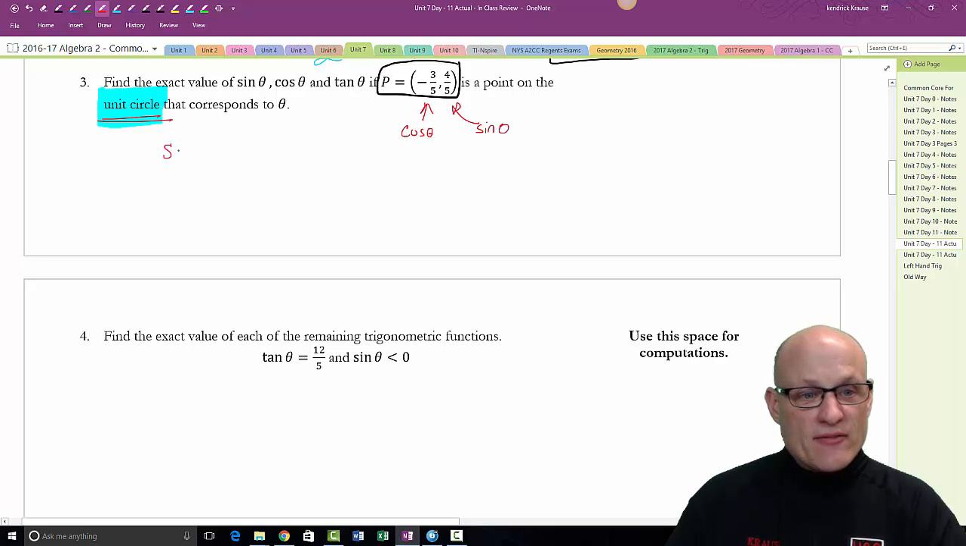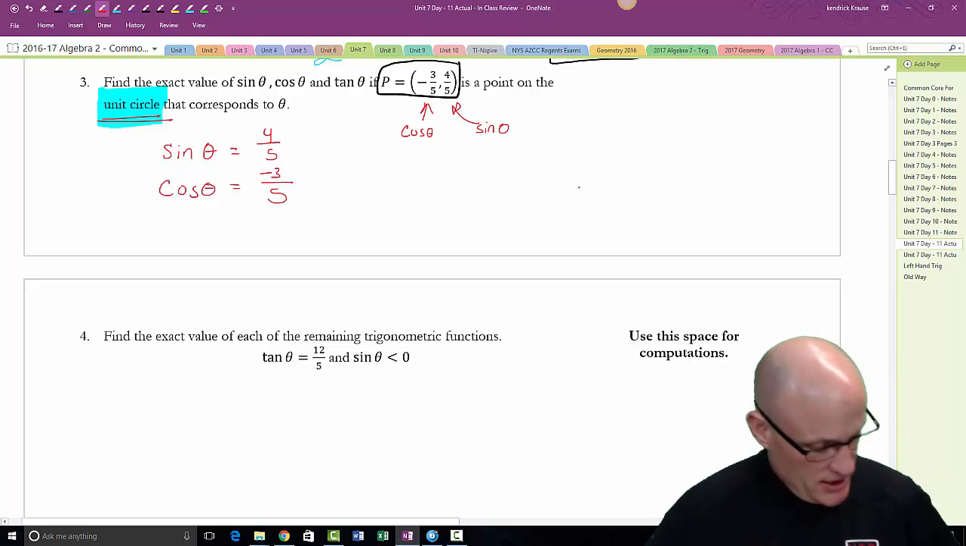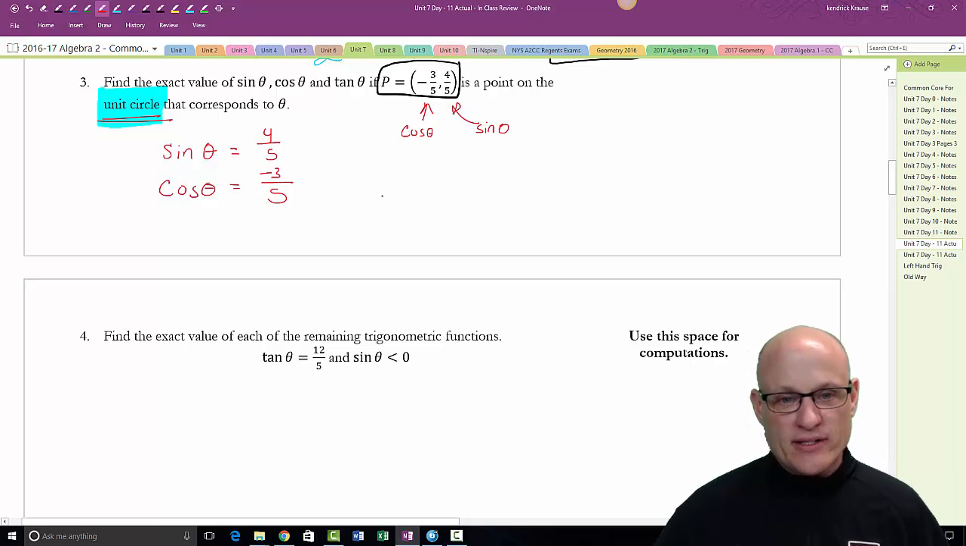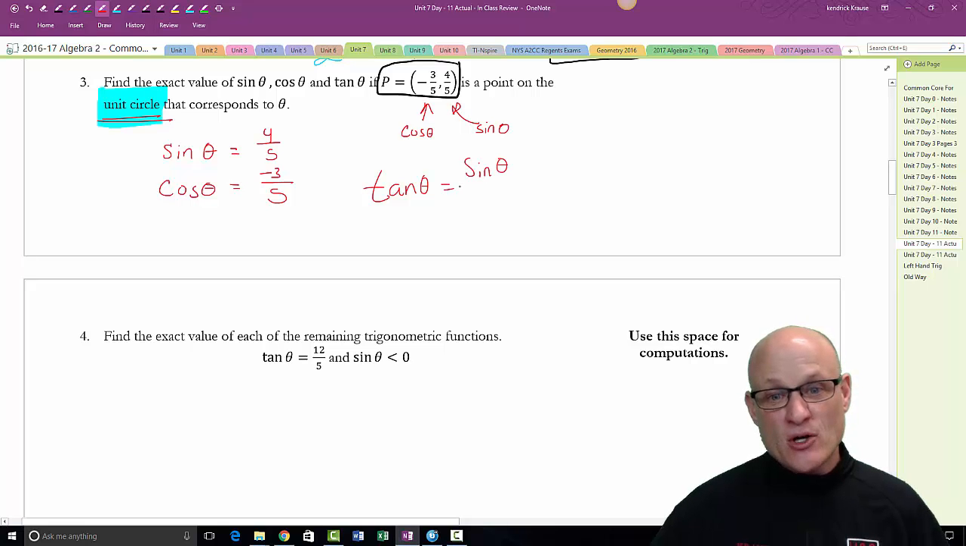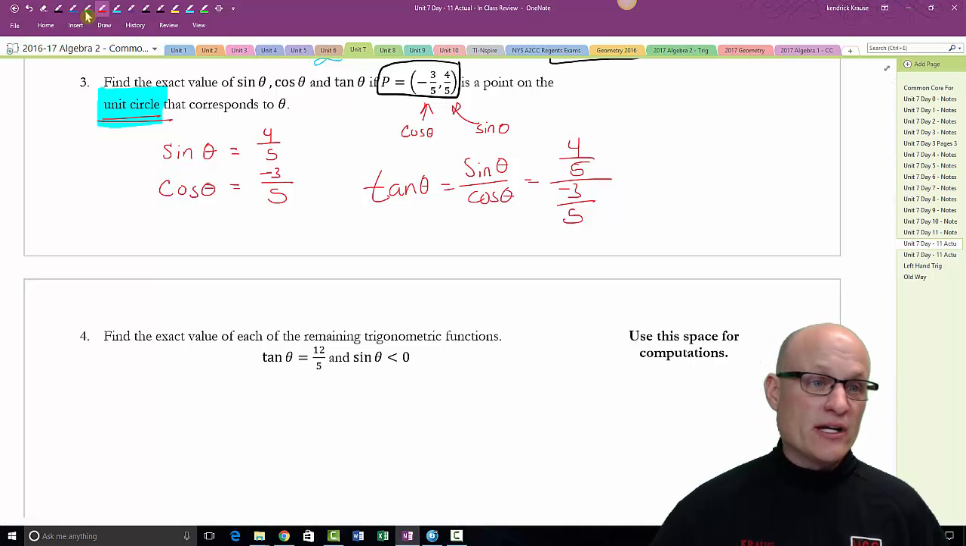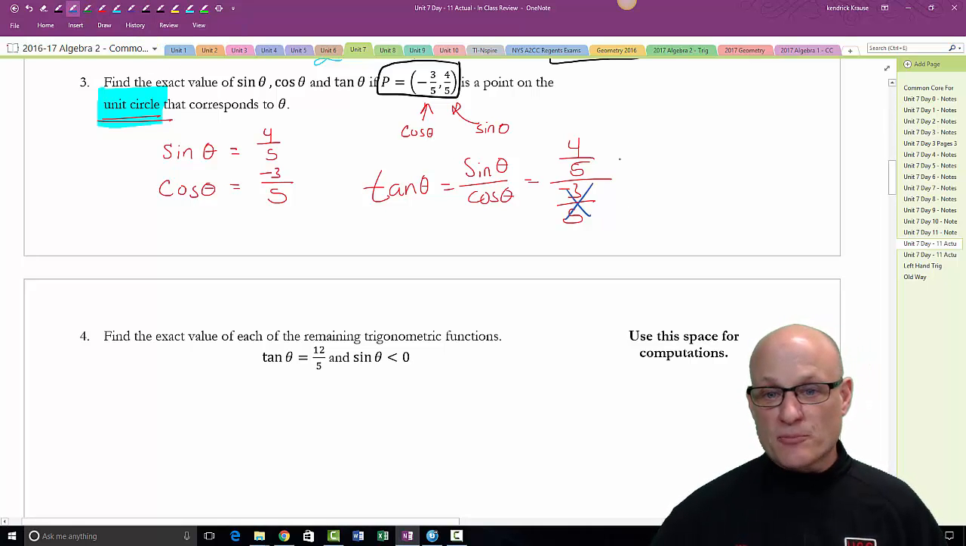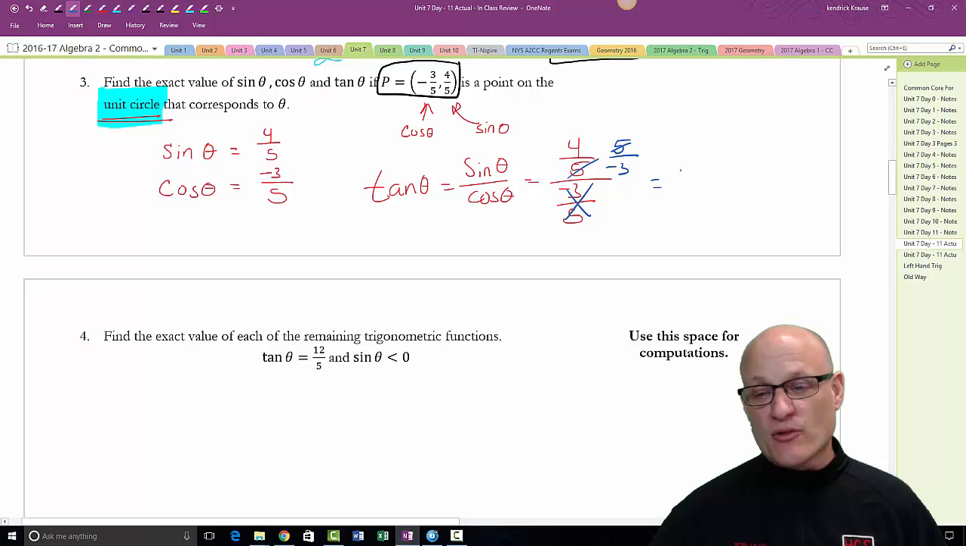So I already know sine of theta. Sine of theta is just equal to 4/5. Cosine of theta is equal to -3 over 5. Now, if you want tangent, there's a couple of ways of doing tangent. Tangent, if you recall, tangent theta is equal to sine theta over cosine theta. Or in other words, 4 over 5 divided by -3 over 5. Now, in order to get rid of this, we take this and we multiply by the reciprocal, 5 over -3. Notice the 5's cancel, and I end up with -4 over 3. Just leave negatives in the numerator.